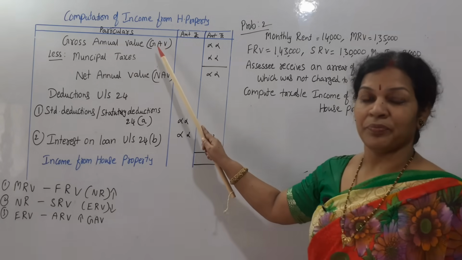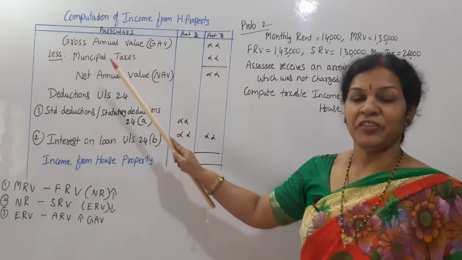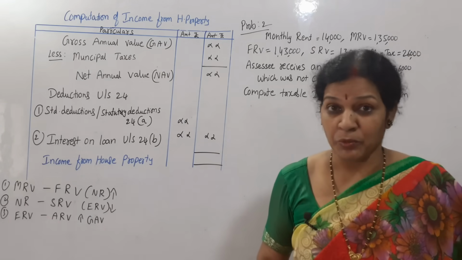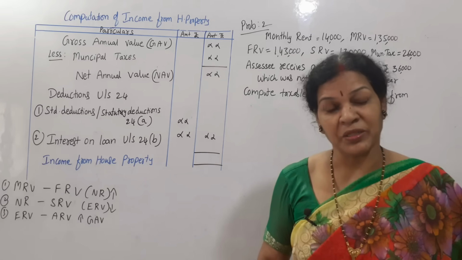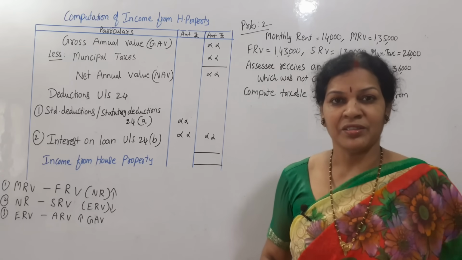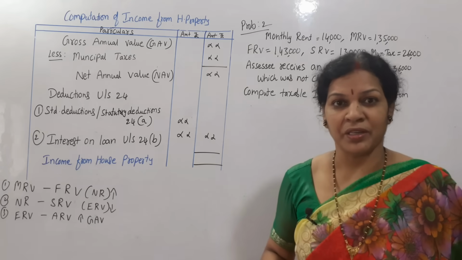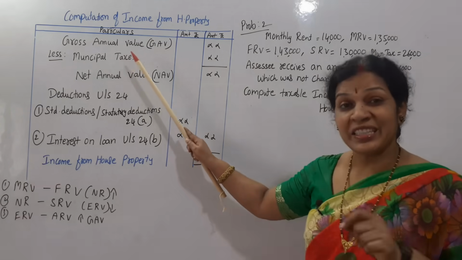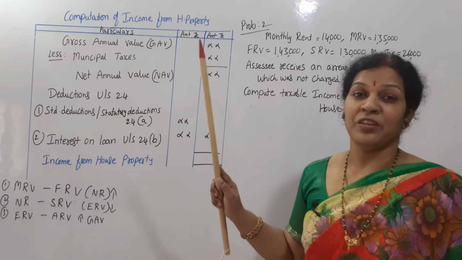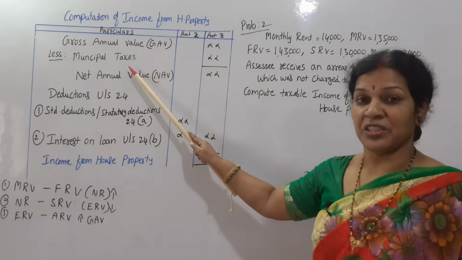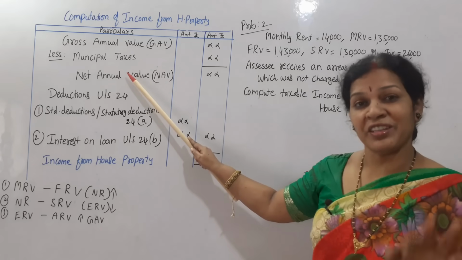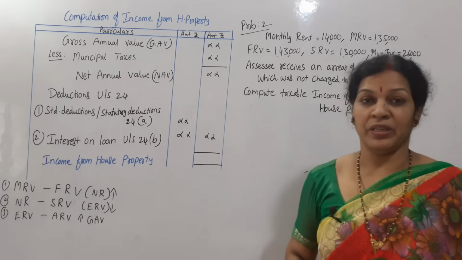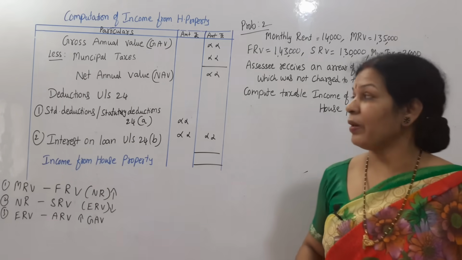Okay, GAV. Immediately from GAV, if any municipal taxes are there, that is to be deducted. If I paid municipal taxes, it has to be deducted because this is income from house property. Already I paid taxes, so why should I consider that? That is why we are deducting municipal taxes from the gross annual value, GAV. Okay, deduct municipal tax if it is given. Not given, you can ignore it. If we deduct it, you will get net annual value, NAV.